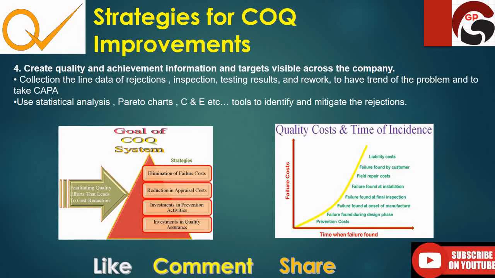So once you identify and mitigate the rejections, your yield will improve, your pass percentage will improve, then the failure cost will reduce, and it will reduce the appraisal cost. So when these are reduced, investment will happen in prevention activities and quality assurance activities. So this is one quality cost and the time of incidence, and you can see the type of failures happening at the failure cost and the time when the failure is found.